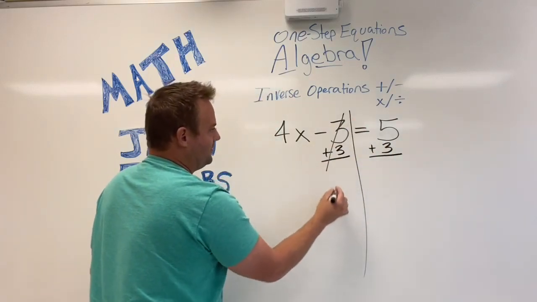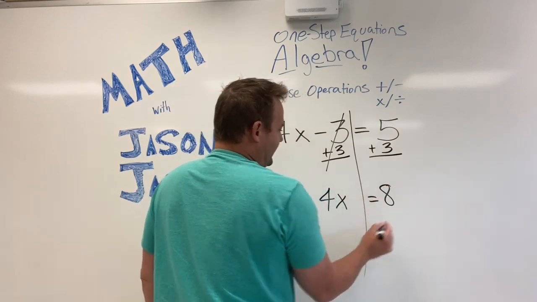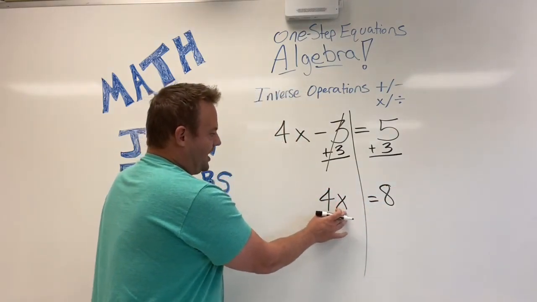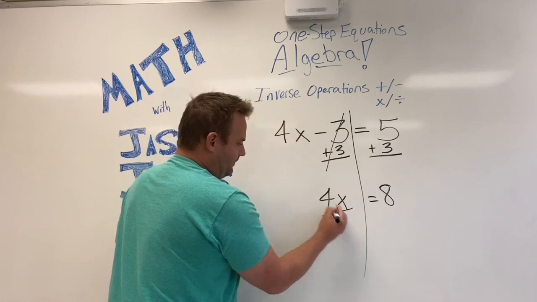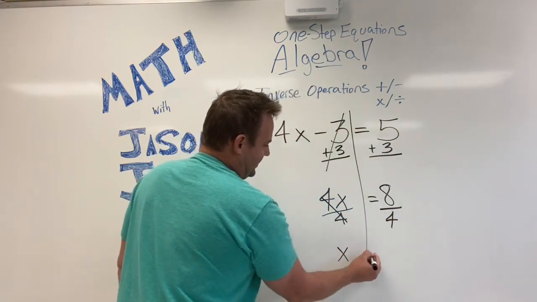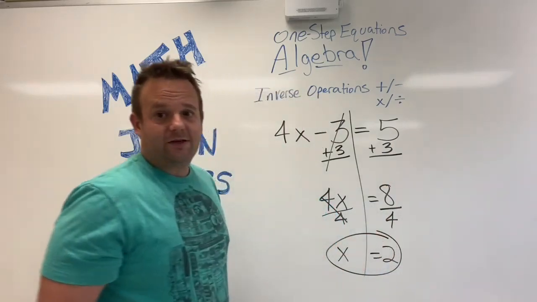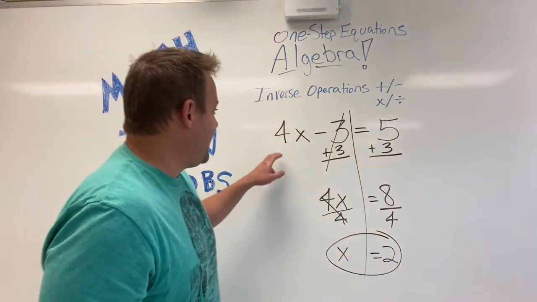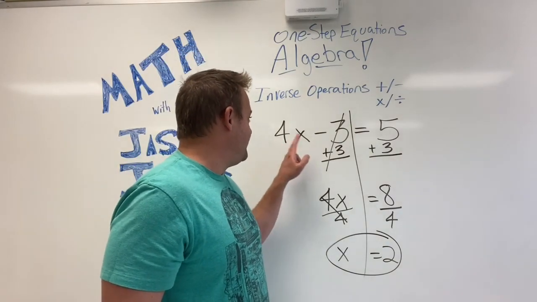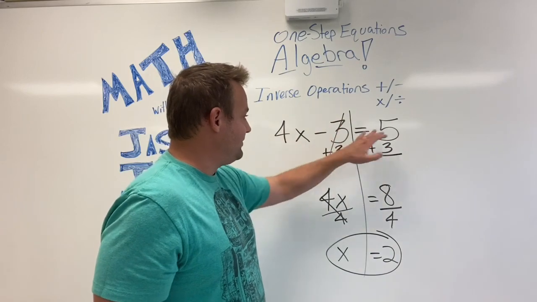These cancel. Now I have 4x equals 8. Inverse of multiplying by 4 is dividing by 4. Cancels. Now x equals 8 divided by 4, which is 2. So x equals 2. Now I'm going to check it. 4 times 2 is 8, minus 3 is 5, because 8 minus 3 is 5.